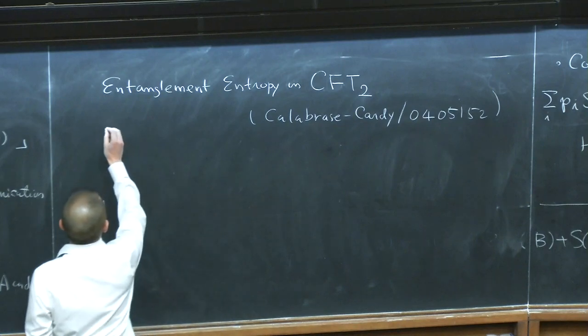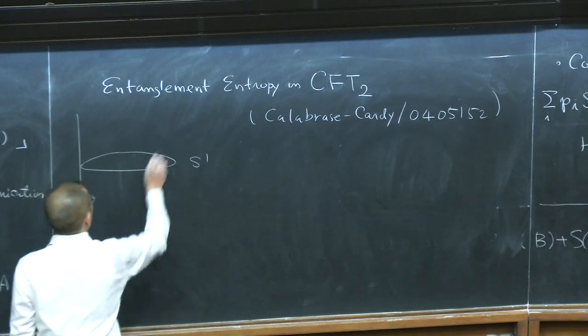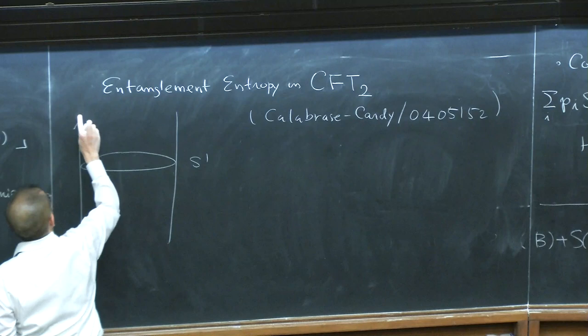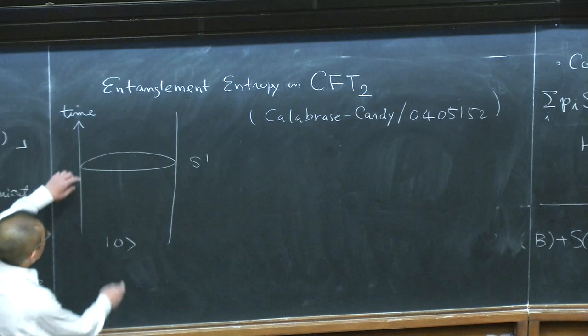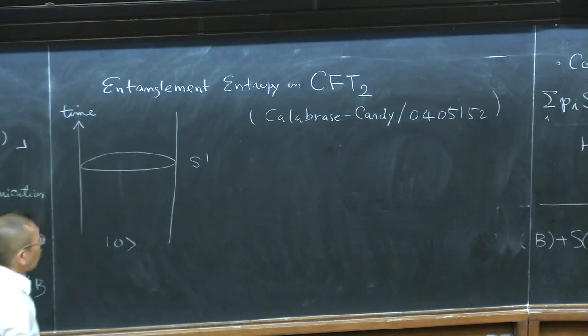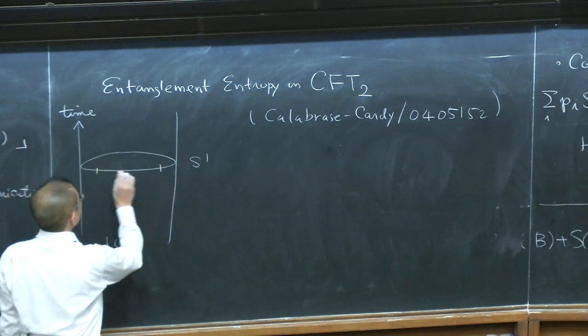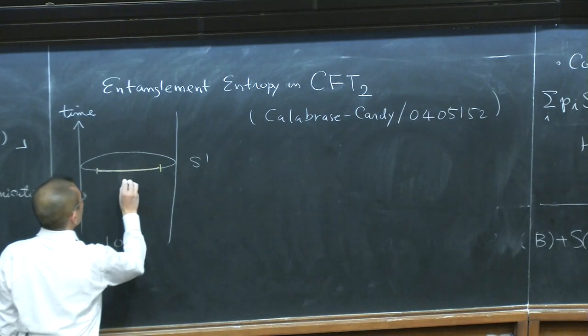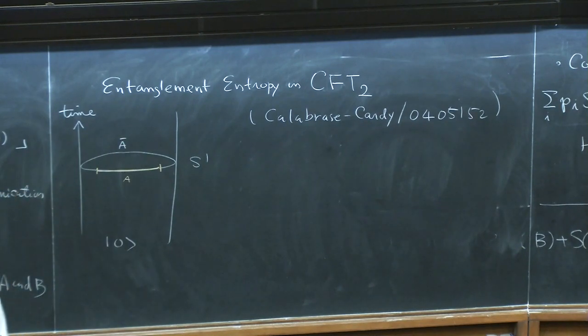So it's a two-dimensional conformal field theory. It's defined on a circle in the space-like section, and then you have time in this direction. And then you consider some particular state. I'm going to consider a vacuum state. But I'm interested in entanglement between different spatial points of this conformal field theory. So what I'm going to do is to separate this space-like part into two parts. So you have this segment A and its complement A bar. Okay?